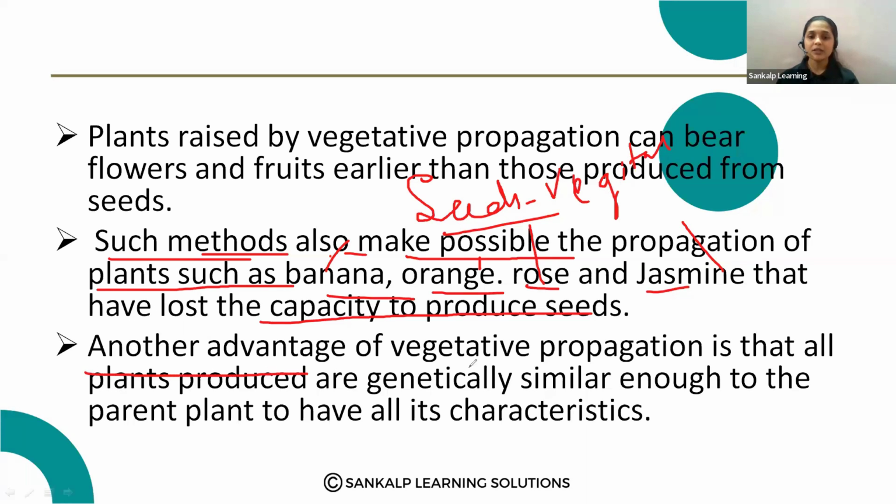And another advantage of vegetative propagation is that the plants produced are genetically similar to their parental plant, so they have all the characteristics of the parent plant. So there is less variation between the parents and the offspring. Okay, the new plant has less variation compared to the parent plant. So these are the advantages of vegetative propagation.